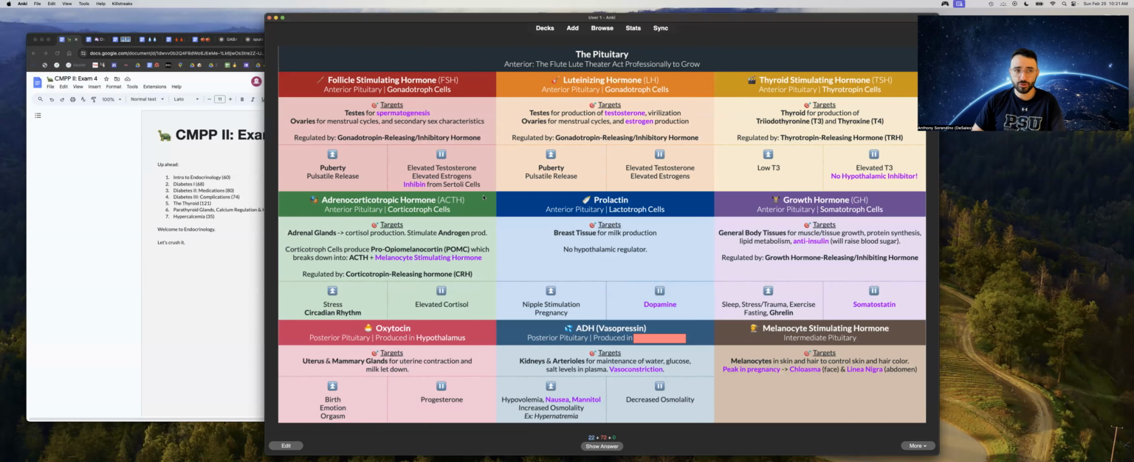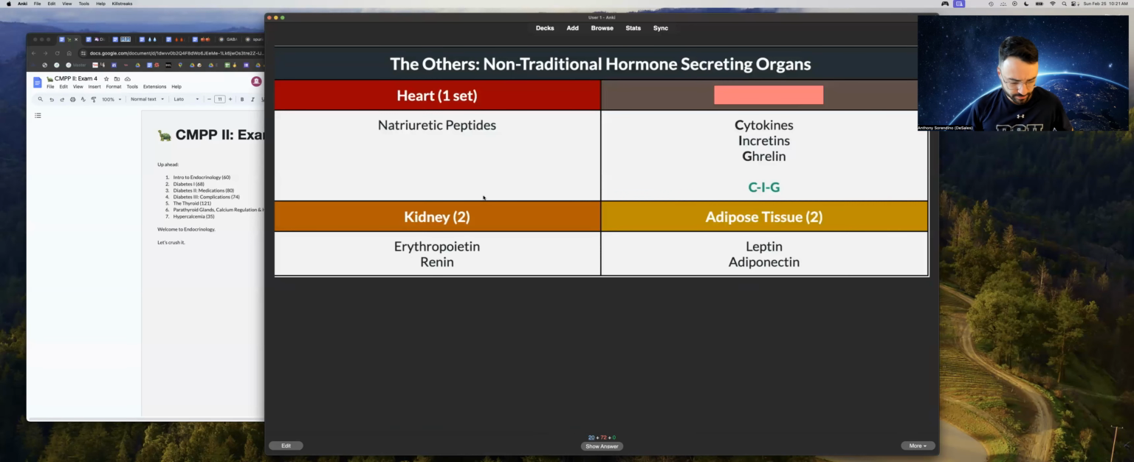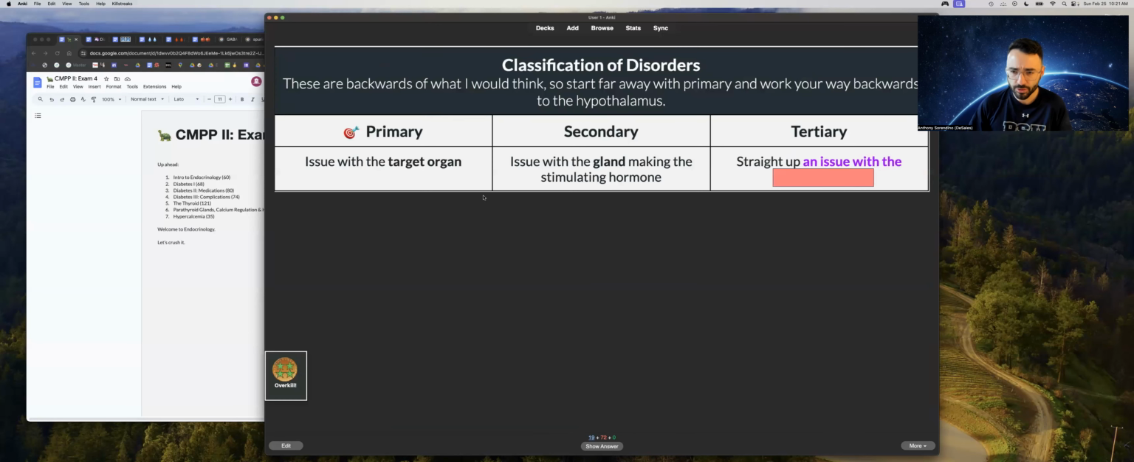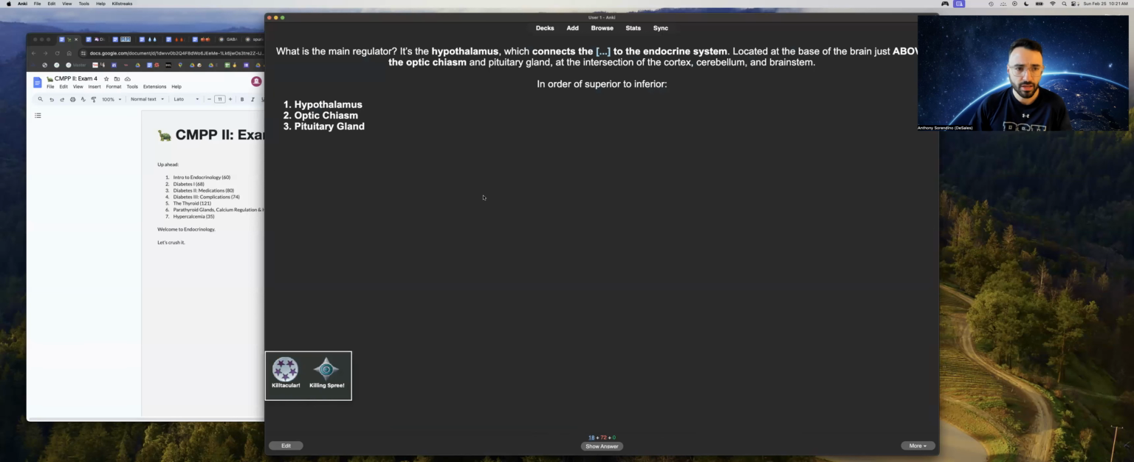Whereas vasopressin is produced in the hypothalamus? Yep. Ovaries for menstrual cycles and hormone production: estrogen. This is going to be the intestines with cytokines, secretins, and ghrelin. Tertiary, an issue with the hypothalamus.